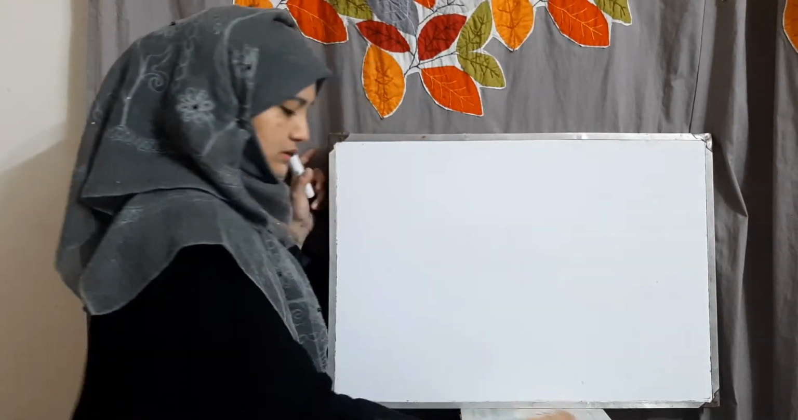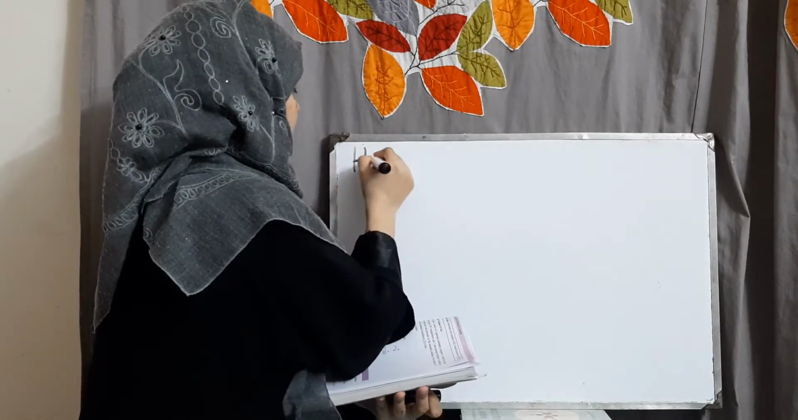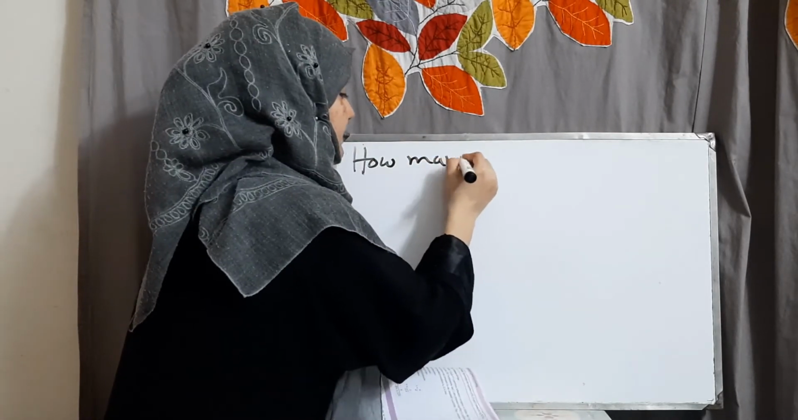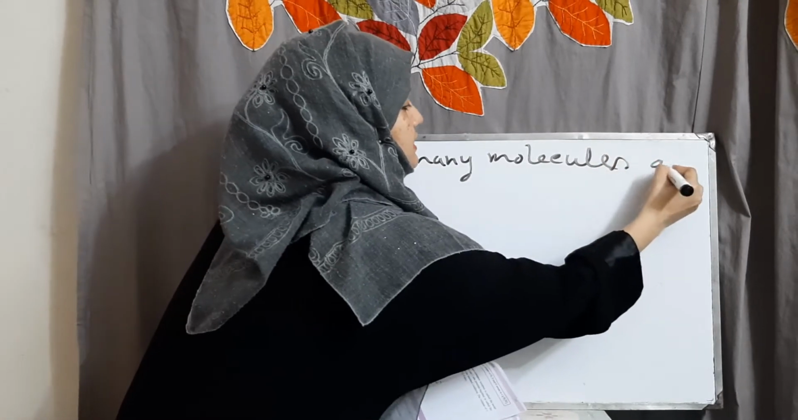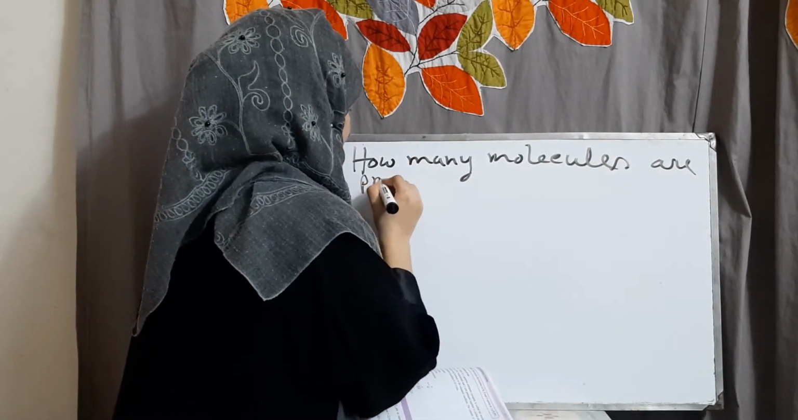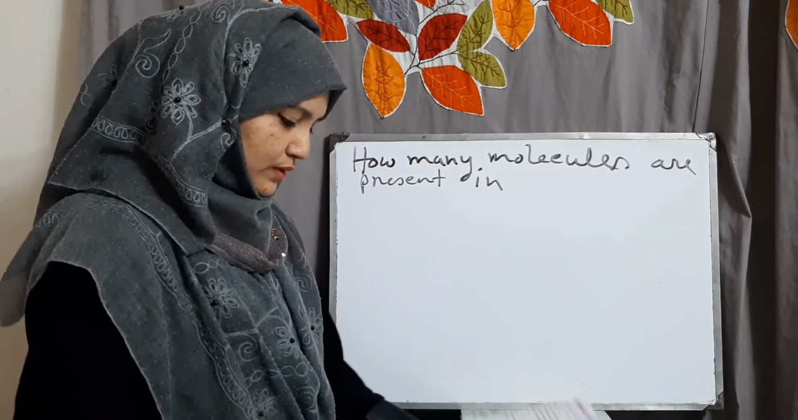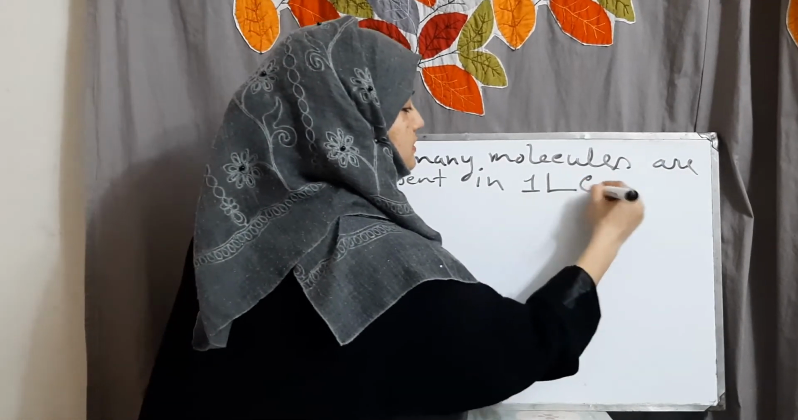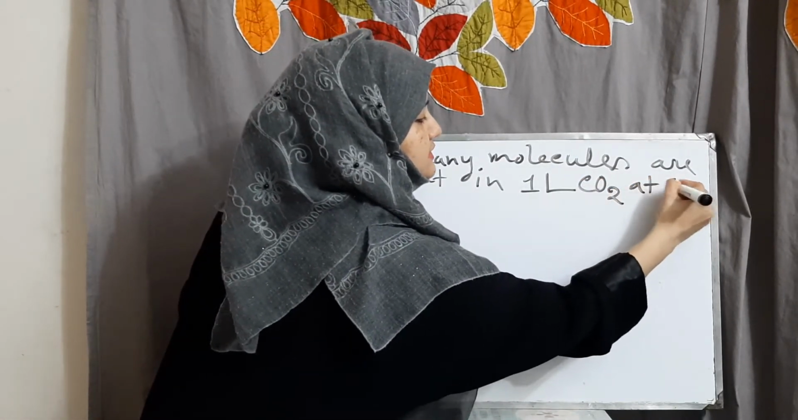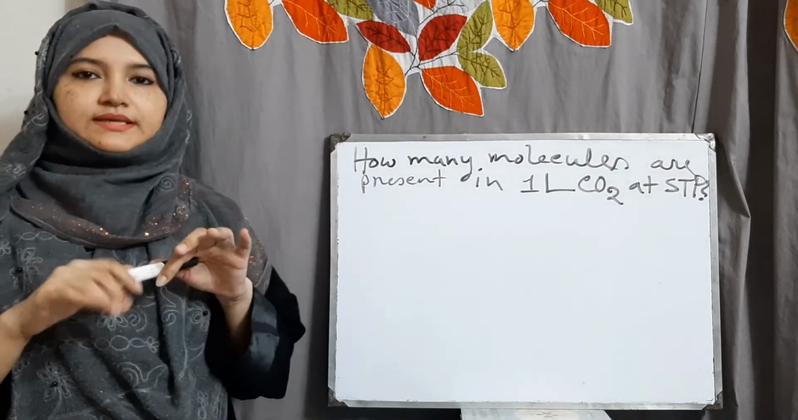Which is also in your book. How many molecules are present in 1 liter carbon dioxide? 1 liter carbon dioxide at STP.